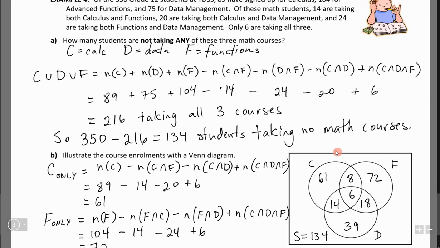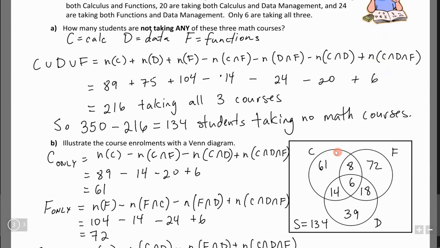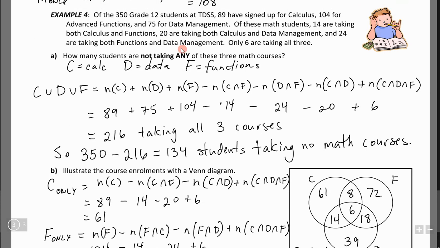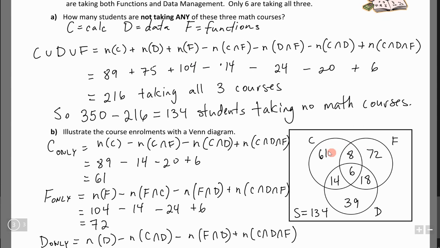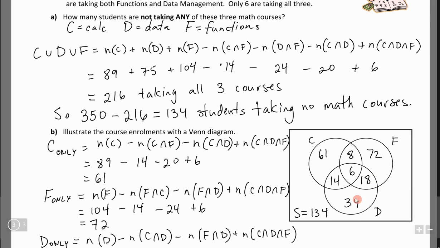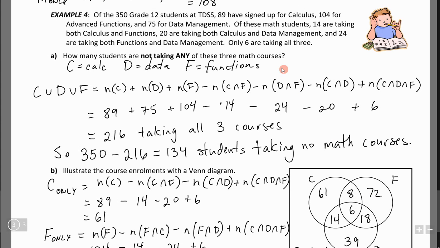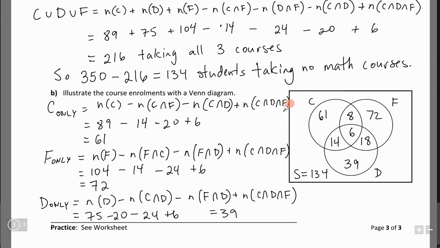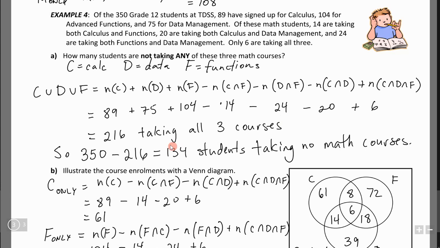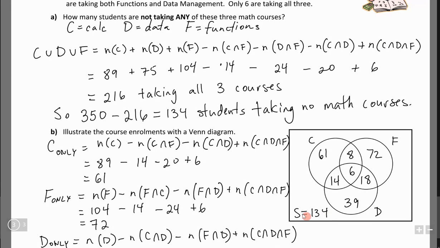Did I make a little error? Whoops. Okay. Nope. So calculus and data, 14 plus 6 make up the 20. Calculus and functions, so 8 plus 6 make up the 14. And then functions and data, well, 6 plus 18 make up the 24, taking both functions and data. Okay, and so that's how we create this Venn diagram when we have three different sets intersecting. And don't forget, 134 students are not taking math courses, so this is what goes on the outside.